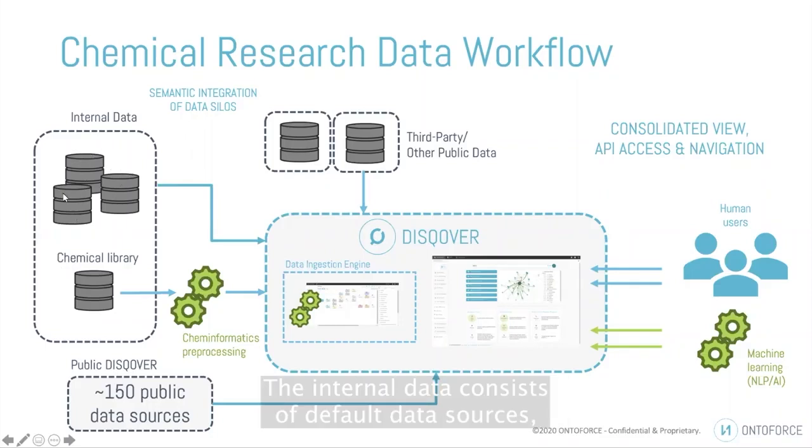The internal data consists of default data sources in different formats, could be spreadsheets up to databases, but also chemical libraries. Chemical libraries typically contain chemical structures, and this is something we can add to our system. Via a cheminformatics pre-processing, we are able to make some meaning out of that and to semantically link that with the relevant data. The result is a knowledge graph which is constructed, which can be used in two ways.